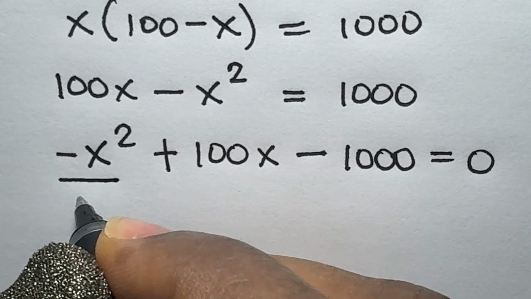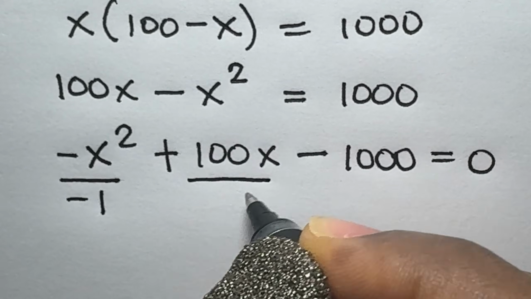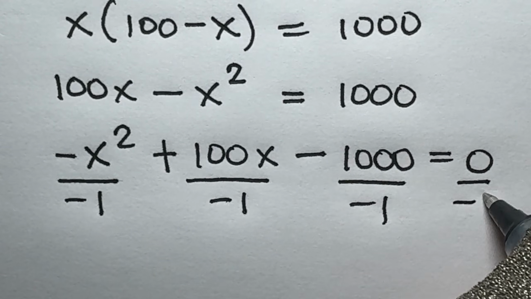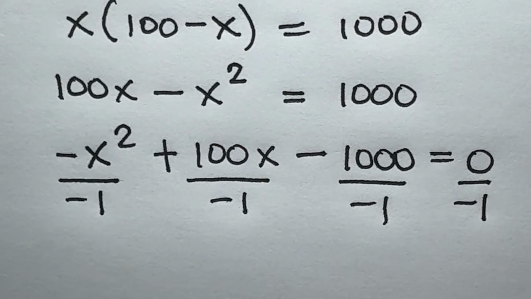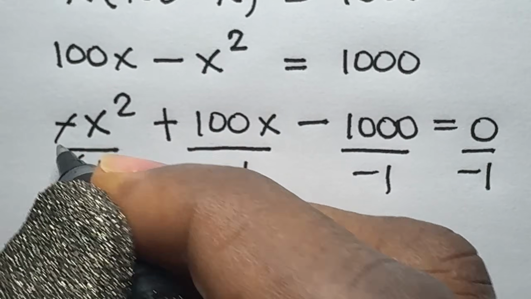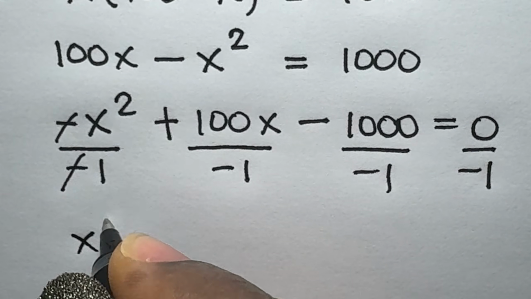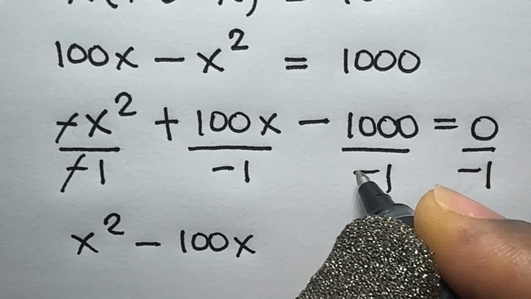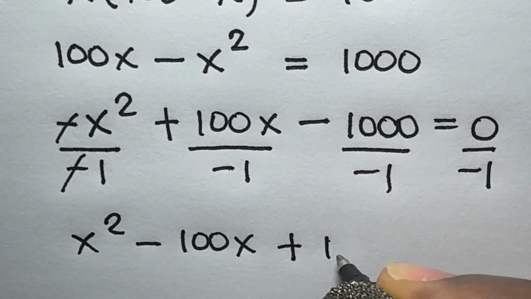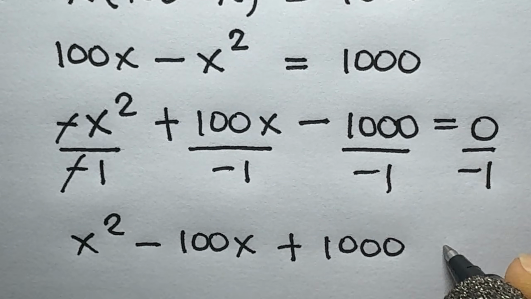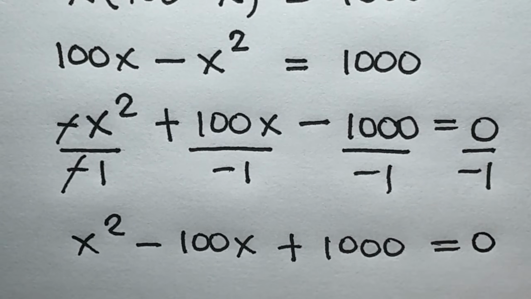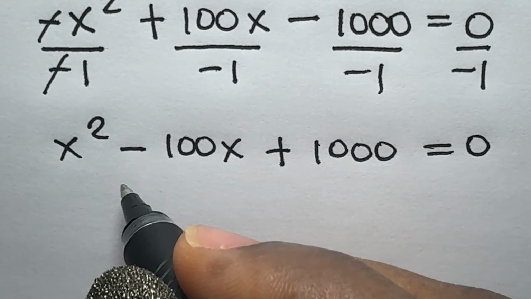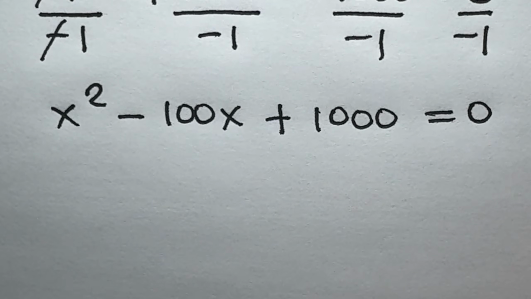Divide through by negative 1. This will turn the coefficient of x squared to positive. So this cancels this. We then have x squared minus 100x, minus times minus is plus 1000 is equal to 0. Now this is a quadratic equation. Let us solve for x in this quadratic equation.